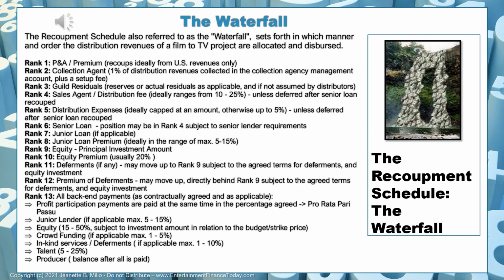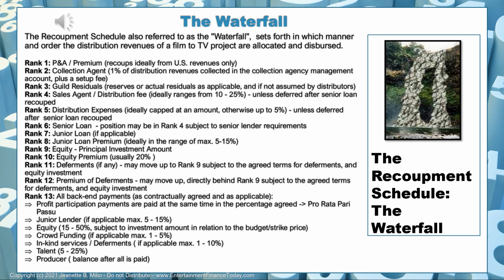After that, the collection agent is paid 1% of the revenues that you're collecting in the collection agent management account, plus they usually charge a setup fee that's probably around $5,000 in that range. Then you have your guild residuals. Reserves are actual residuals that are applicable, and they are payable if they're not assumed by the distributor. In some cases, the distributors will say, we assume all residuals, you don't have to worry about it. That's something you obviously always want to negotiate with them. Sometimes it works, sometimes it doesn't.